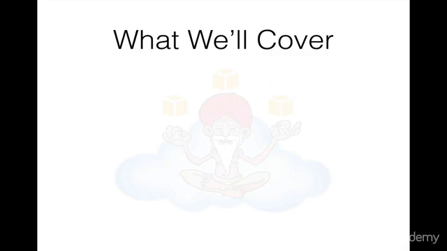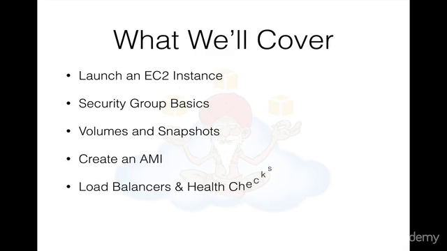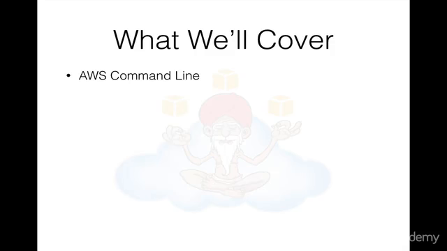Okay, so we'll just talk about what we're going to cover in this section. In the next lecture we're going to launch an EC2 instance, then we're going to look at our security groups, and then we're going to look at volumes and snapshots. We're then going to create an Amazon machine image, and we're also going to look at the security of what you should do when you create an Amazon machine image and share it with other people. Then we're going to look at load balancers and health checks. We're going to look at CloudWatch.